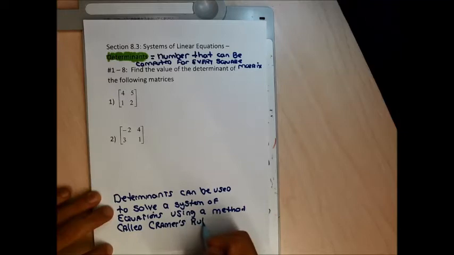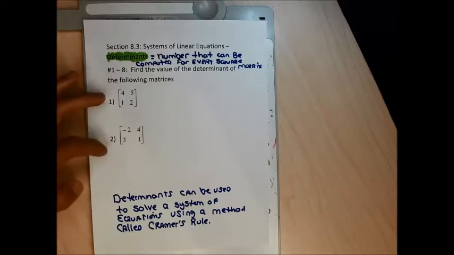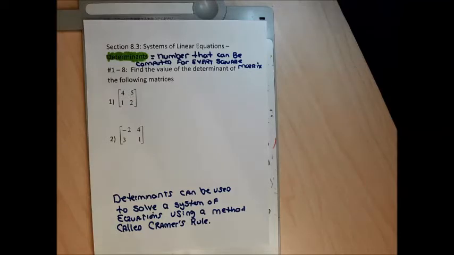And the whole focus of this section is to teach you how to find the determinant of a square matrix. That's just a number that's associated with a square matrix. It can be positive, it could be negative. And then, once we are able to find a determinant of a square matrix, to show you how that determinant can be used to solve a system of equations using Cramer's rule.